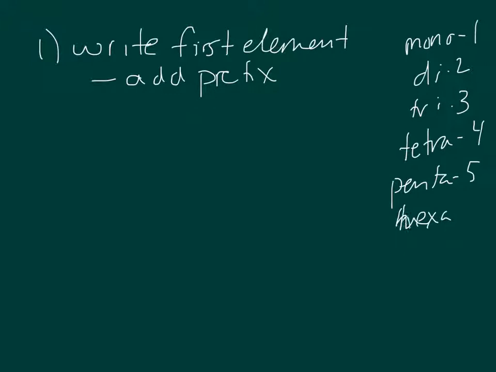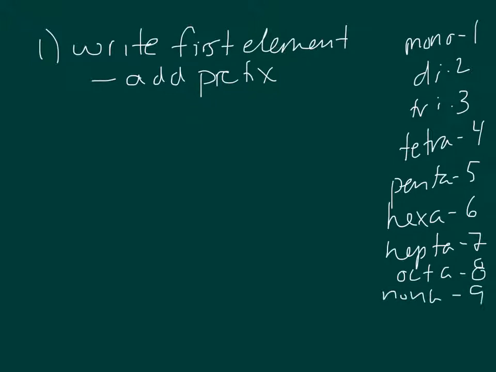Hexa, that's an H. Let me just erase it so you guys can see it better. Hexa, hepta, octa is 8, nona is 9, and deca is 10. All right, so that's 10. So in this case, we'd say we're going to add the prefix. So if we've got something like we said with our H2O, we said that this was dihydrogen.